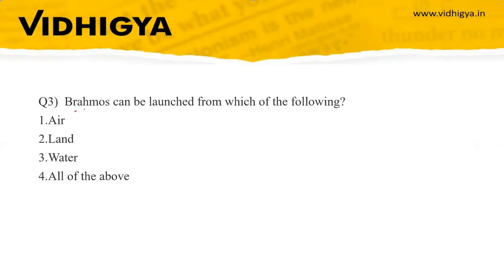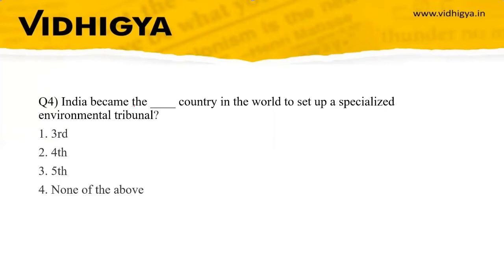We have discussed BrahMos also. Question 3, from yesterday's topic: BrahMos can be launched from which of the following? Your options are air, land, water, all of the above. The correct option here is all of the above. Question number 4: India became the what country in the world to set up a specialized environmental tribunal? Your options are 3rd, 4th, 5th, none of the above. The correct option is 3rd, after Australia and New Zealand. However, it is the first developing country to do so.